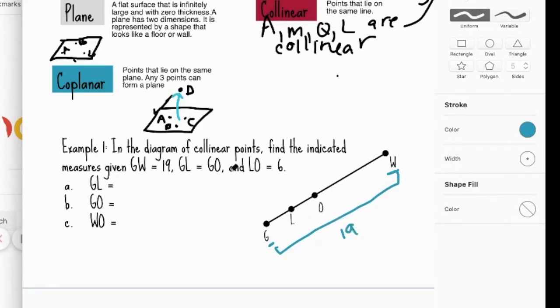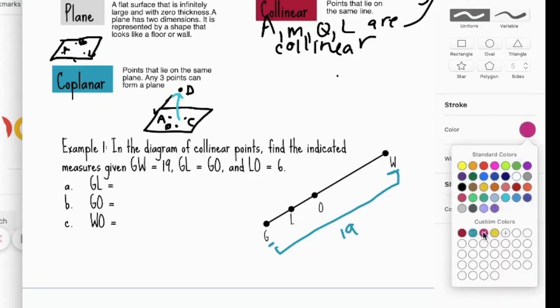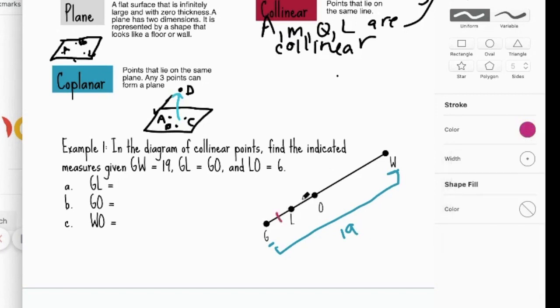It tells us GL is going to equal GO. And in geometry class, the way that we mark things are equal is we put these tick marks. This is measured the same as that. So I'm going to put those tick marks there, and you'll see this come up more, but those are going to be the same. And then they tell us that LO, so point L is here, O is here, is 6. And they want us to find some other measures.